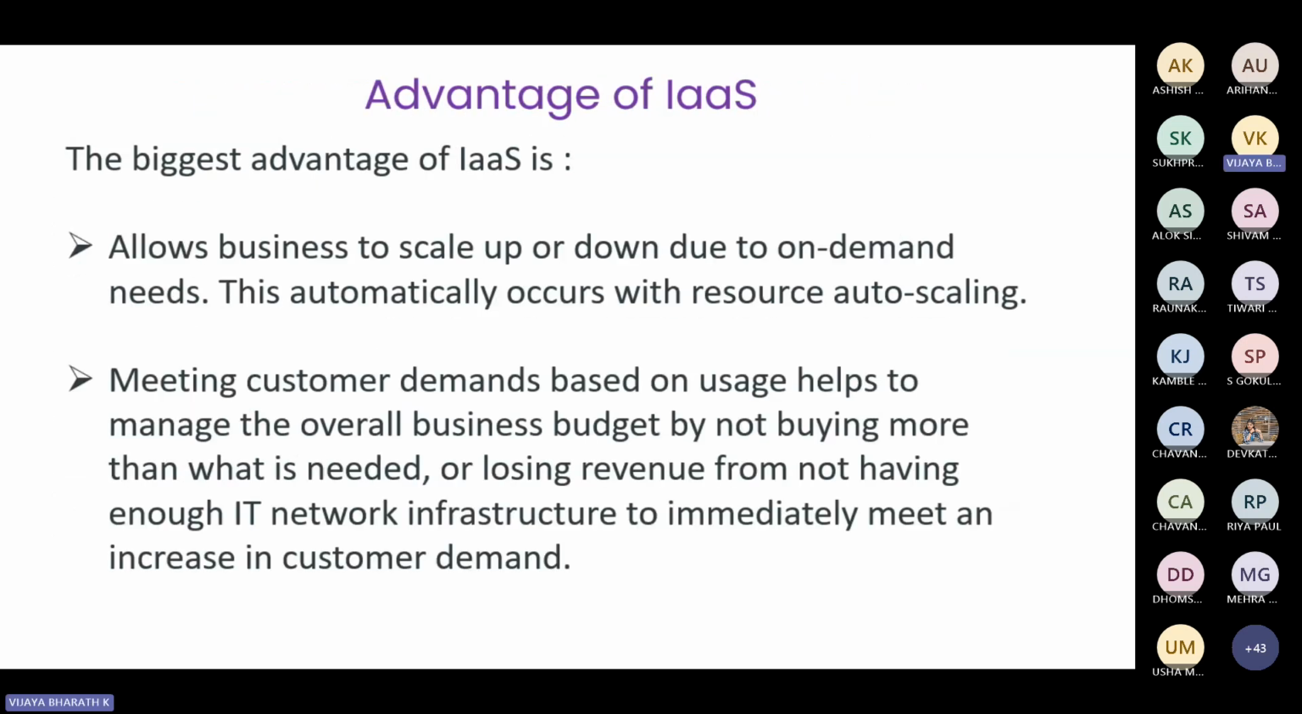Let's see some of the advantages of IaaS and disadvantages. The biggest advantage is scaling up and down due to on-demand needs. So resource auto scaling is one of the best ways to attain this. Instead of waiting on a load, if you're overloaded and you're not able to serve the customers, it will be really critical for your business. And meeting customer demands.